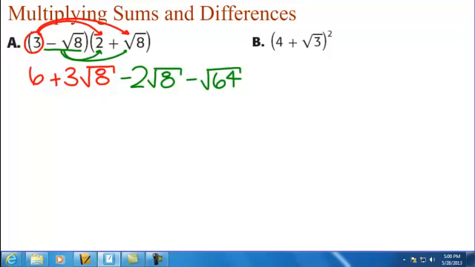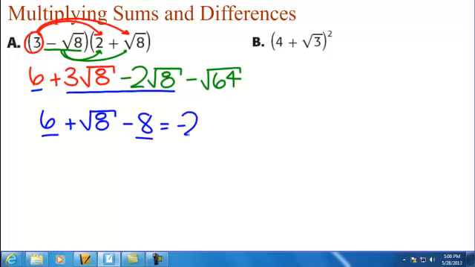And then some simplifying needs to happen. So the 6 right now can't be combined with anything. These two are like terms. So I have 6 plus the square root of 8. There's just one of them left. And then the square root of 64 is a number I know. It's just 8. So more simplifying can be done. I can combine 6 and negative 8 to give me negative 2 plus the square root of 8.